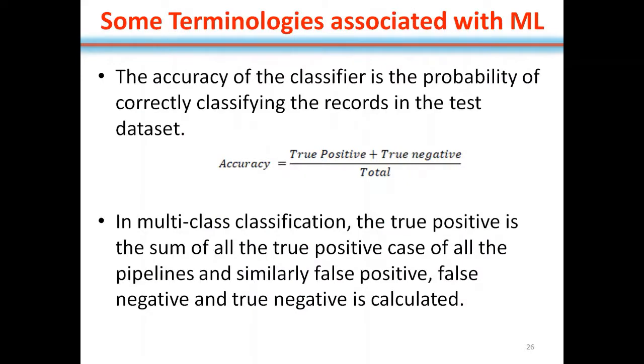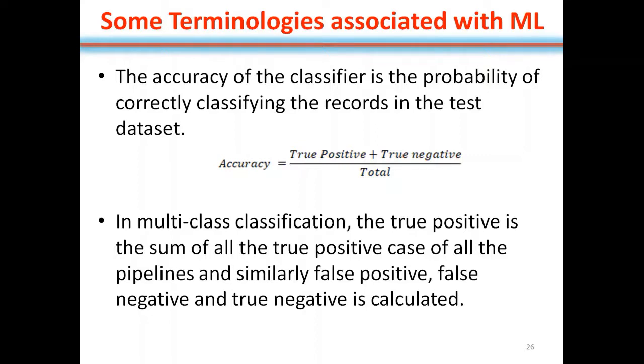What is accuracy then? The accuracy is the probability of correctly classifying the records. Here the formula for finding the accuracy is accuracy equal to true positive plus true negative divided by total. Then what is true positive? True positive is the number of correctly classified instances. True negative is the number of correctly classified negative instances.